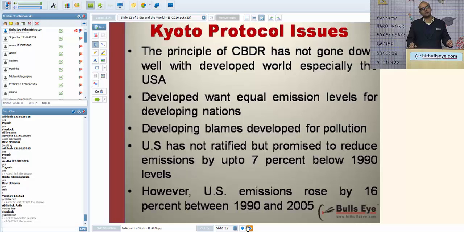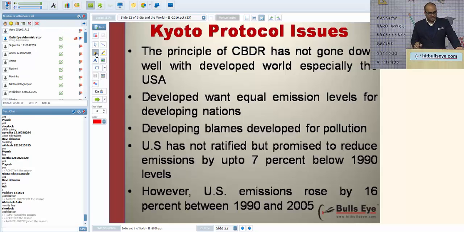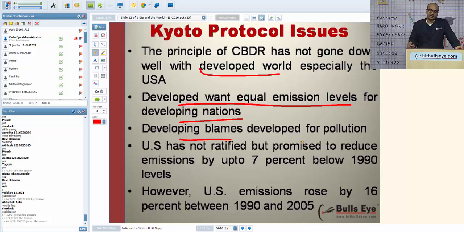Now the major issues related to the Kyoto Protocol, and why it was not a huge success, let's talk about them. Developed countries were not very happy with the principle of CBDR because the Kyoto Protocol did not restrict the emission levels of major polluters like India and China. Developed countries wanted equal emission levels for developing nations, major nations like India and China. But the developing nations kept blaming the developed countries for causing such a lot of pollution and global warming related problems.